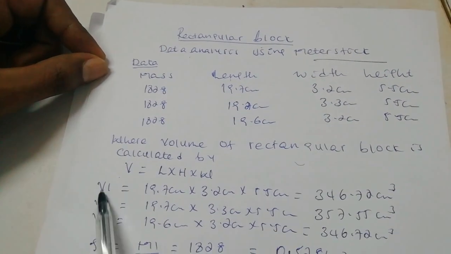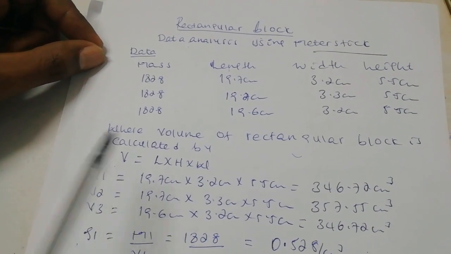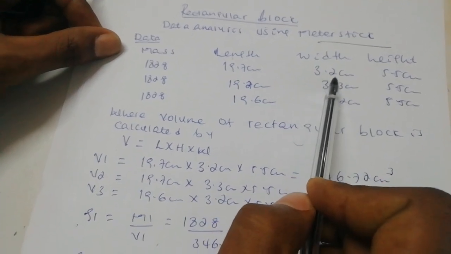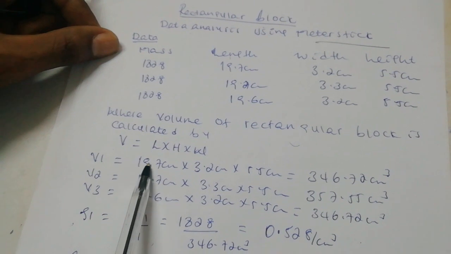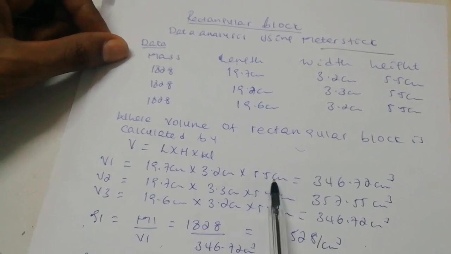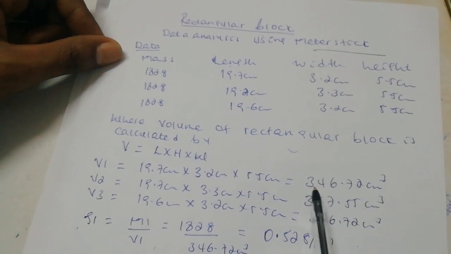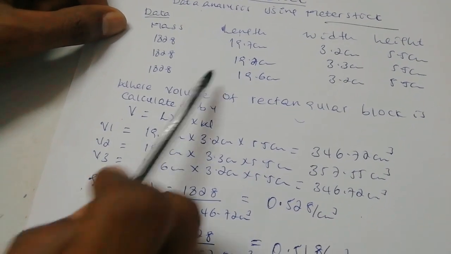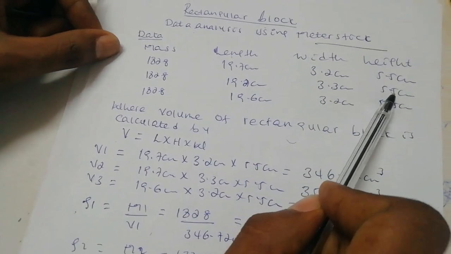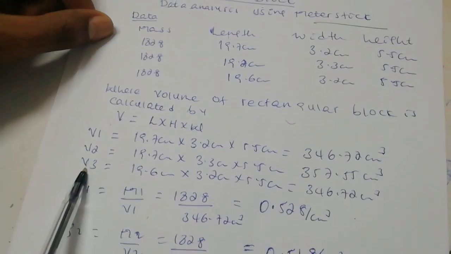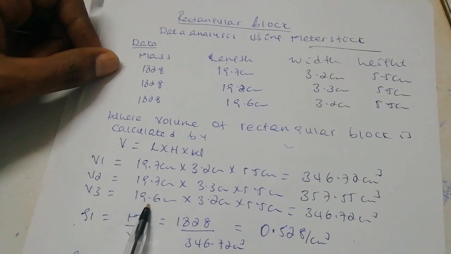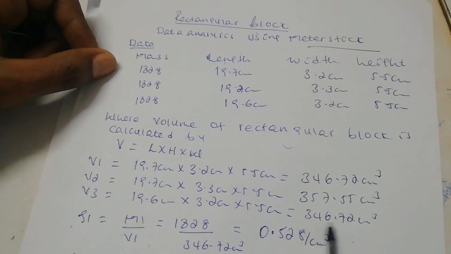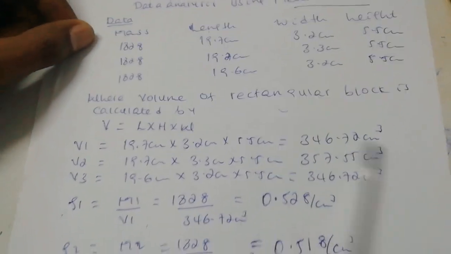We measured three times, so we get three volumes, V1, V2, V3. V1 means volume 1: length 1 is 90.7 times width 1, 3.2, times height 1, 5.5 centimeter. This volume is 346.72 centimeter cubed. For the second measurement, V2 is 90.7 times 3.3 times 5.5. We get this. The third one is V3, measurement 3. Volume 3 is 90.6 times 3.2 times 5.5. We get 346.72 centimeter cubed. This is the volume.